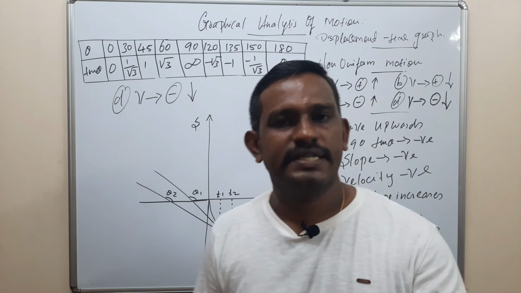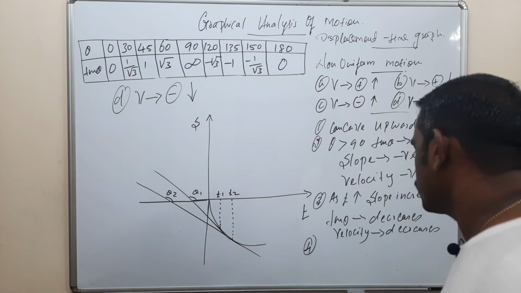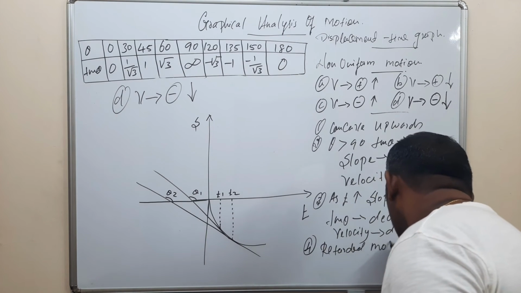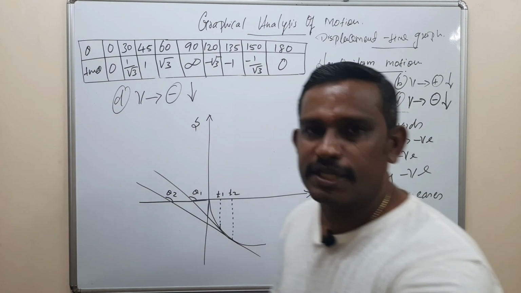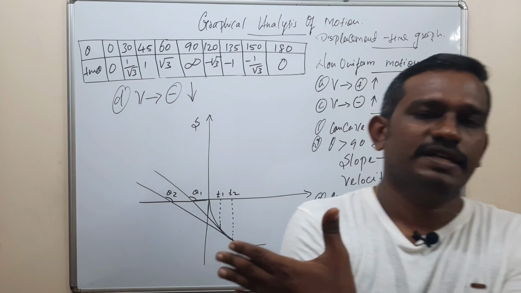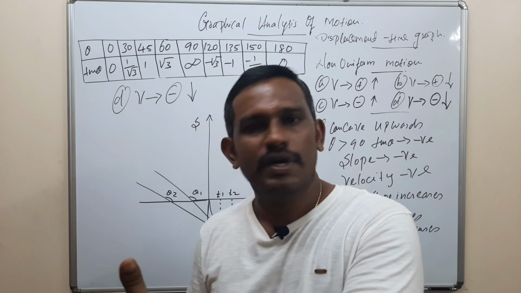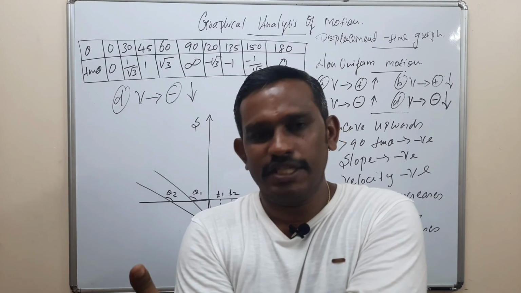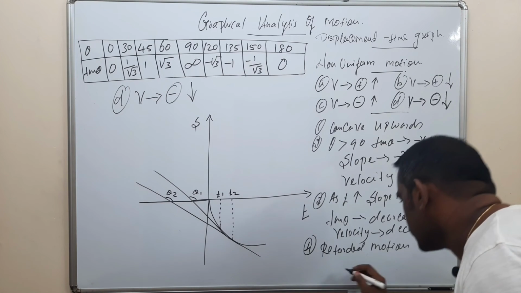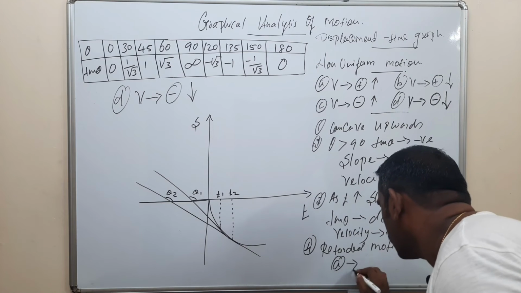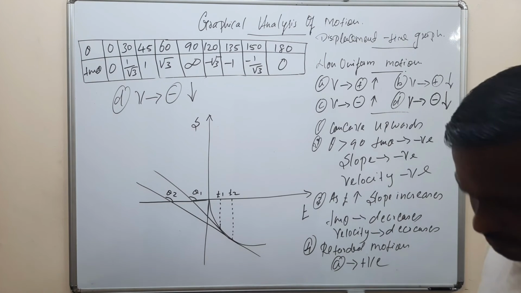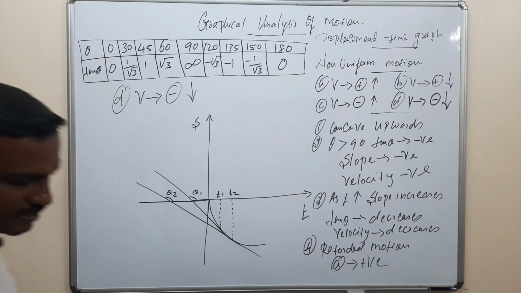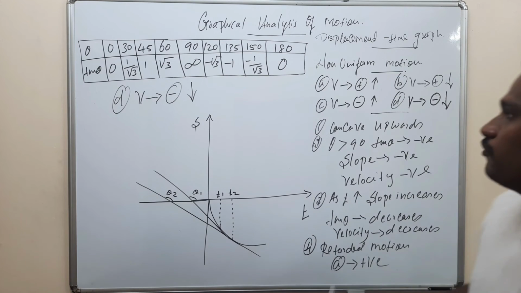Velocity decreases means it is a decelerated motion, so retarded motion. Velocity is negative, and retardation acts in the opposite direction. So acceleration is opposite to the direction of the velocity. So velocity negative, acceleration positive. Acceleration positive. So these are the 4 cases.